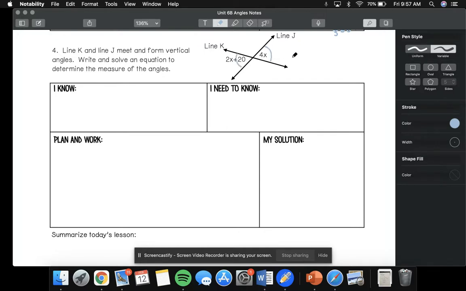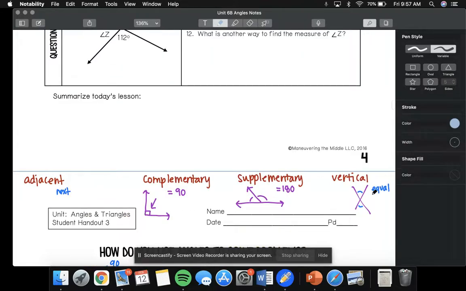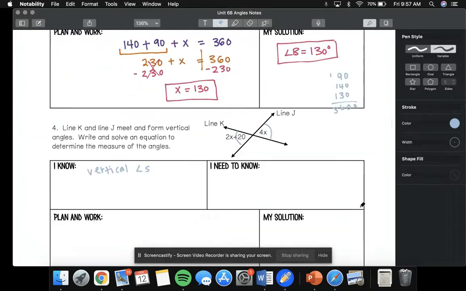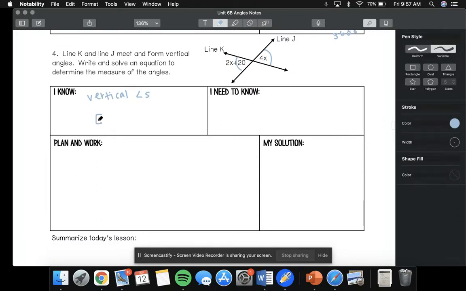Okay, so really always what I ask myself is, do we know what the relationship is? So we know that they're vertical angles, they tell us that. Okay, but what does that mean? So we can go back to what we were talking about before. Vertical angles mean that they have to be the same angle measure. They have to be equal to each other, which means we know that they have to be equal.